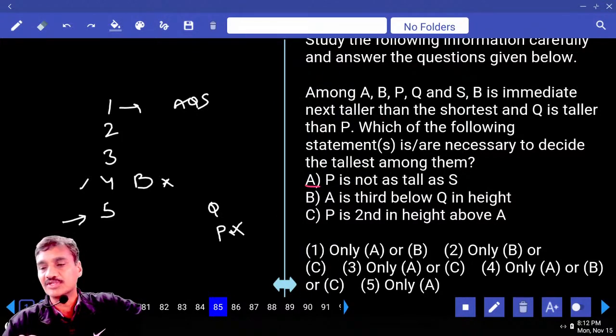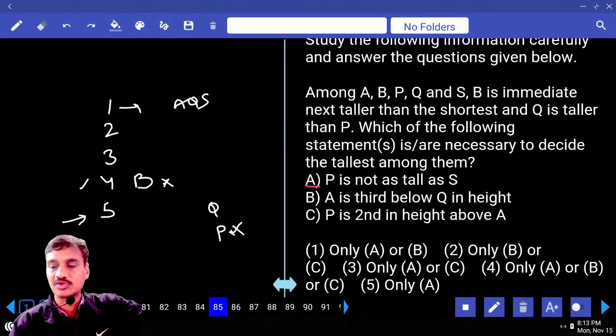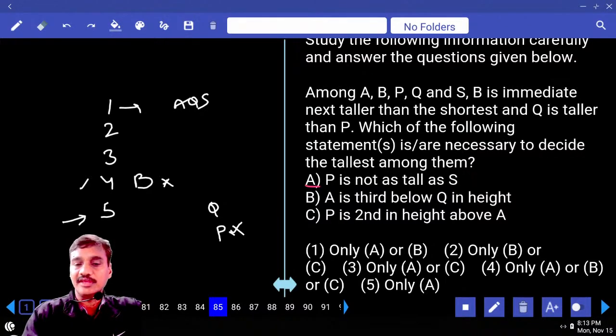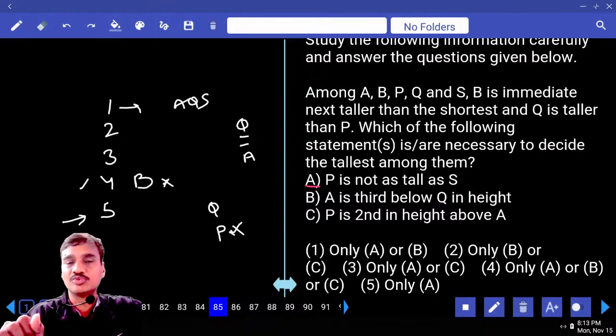And A is third below Q in height. A is third below Q in height. దీంతో మనకైనా ఆన్సర్ వస్తుందండి, థర్డ్ బిలో క్యూ ఇన్ హైట్. హైట్లో ఏ థర్డ్ బిలో 1 2 ఏ ఈస్ హియర్. కనుక క్యూకి ఏకి మధ్యలో ఎంతమంది ఉండాలి? 2 మెంబర్స్. క్యూకి ఏకి మధ్యలో 2 మెంబర్స్ ఉంటే దీంతో ఆన్సర్ వస్తుందా మనకి?